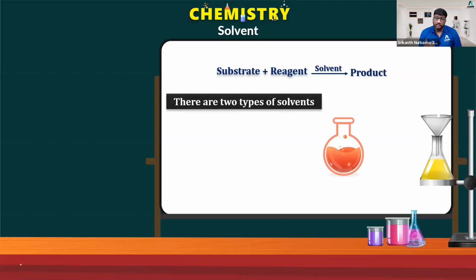Then we have the concept of nucleophilicity. To understand and compare nucleophilicity, we have to understand solvents first. So substrate plus reagent gives rise to product. This is any organic reaction. And in the organic reaction, we always have a solvent. Solvent is actually of two types: polar solvent and non-polar solvent. Polar solvent can again be two types: polar protic and polar aprotic.